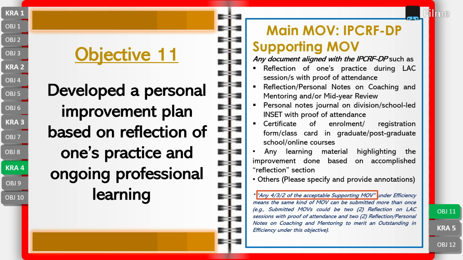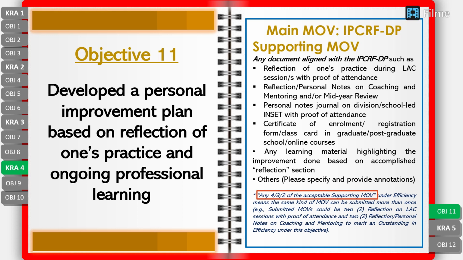Makakuha tayo ng rating na 5 under quality if we updated the development plan and approved by the rater during phase 2 of the RPMS cycle. Makakuha naman tayo ng rating na 5 under efficiency if we submitted the IPCRF development plan with any four of the acceptable supporting MOV.